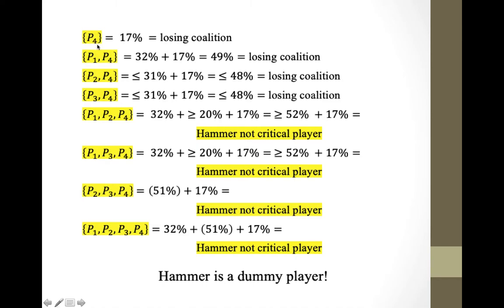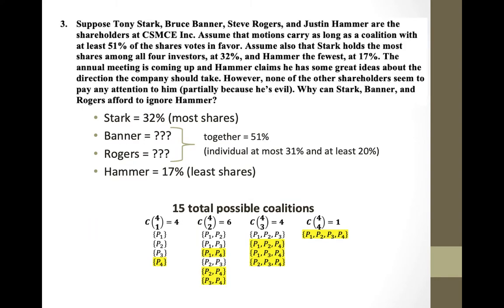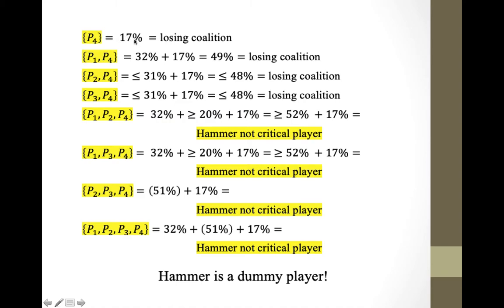He only owns 17%, so that's going to be a losing coalition if he's by himself in the first place. P1 and P4: P1 owns 32%, Hammer owns 17%, but that's only 49%, so that's also a losing coalition. I don't know if I identified this on the last page, but assume that a motion carries as long as a coalition with at least 51% of the shares votes in favor. So 51% would have to be in favor. So these 2 coalitions would be less than 51%. Same thing with this one.